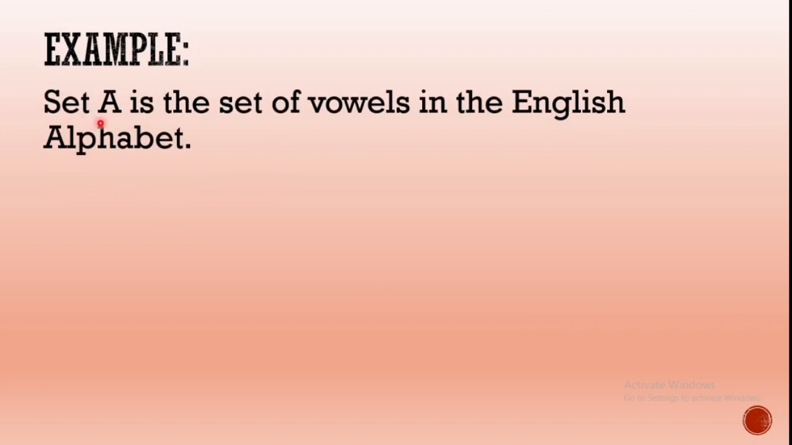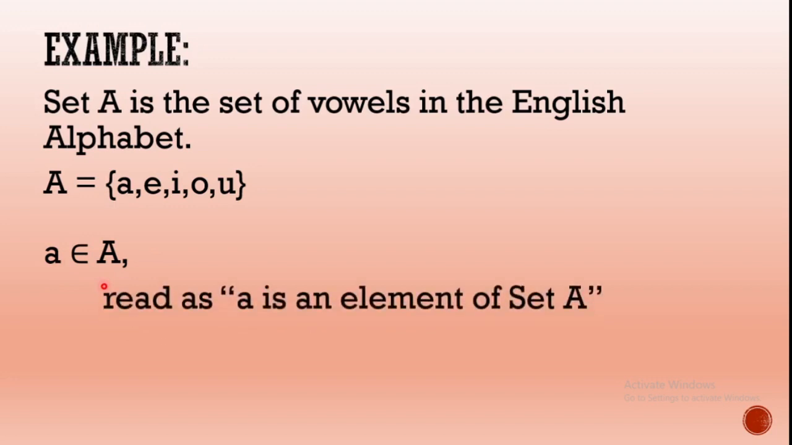So, sabi, set A is the set of vowels in the English alphabet. So, ano ba yung mga vowels that we have in English alphabet? So, set A is equal to {A, E, I, O, U}. So, ibig sabihin, ito yung set of the vowels in English alphabet. Okay? So, first, we have here A. Paano nga ba natin ito babasahin? Okay. So, this symbol we read as A is an element of set A.